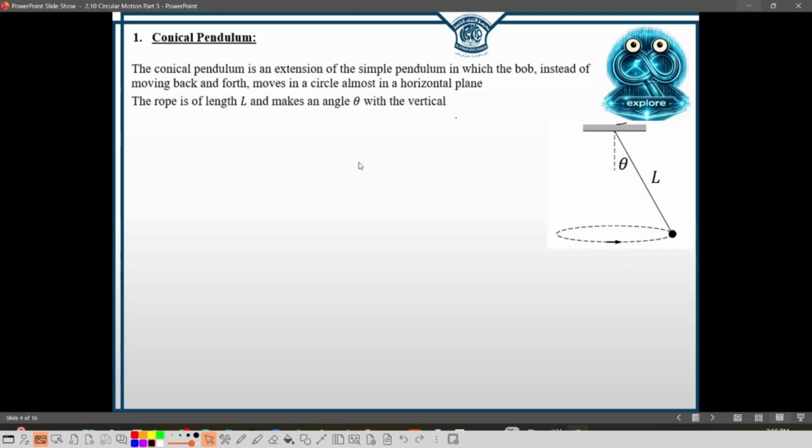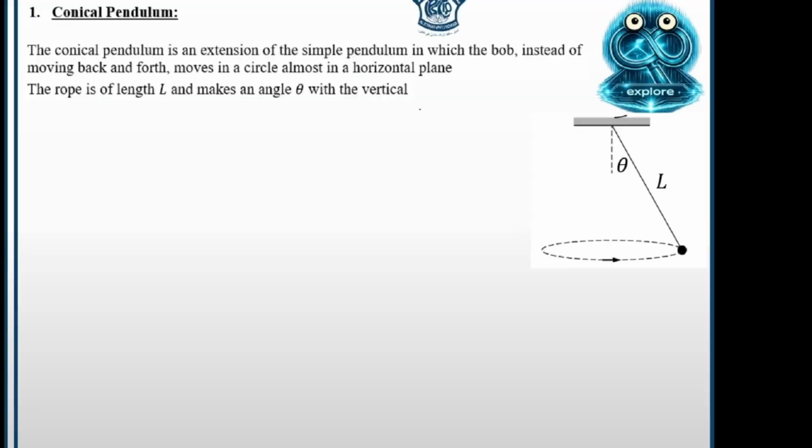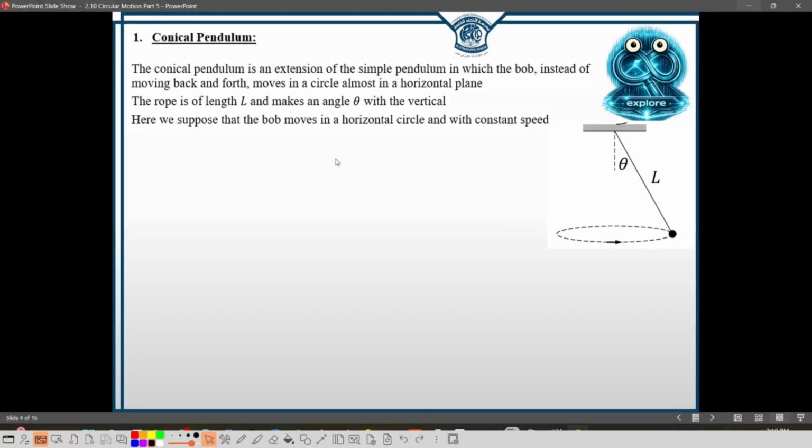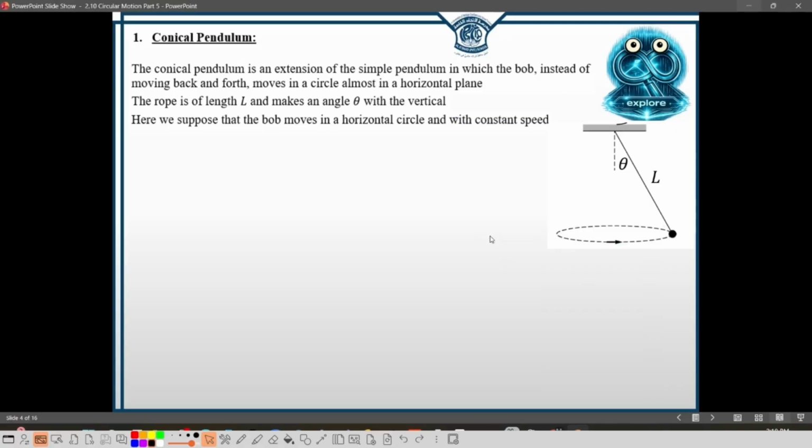The rope is of a length L and makes an angle theta with the vertical. So the angle here is between the string and the vertical. Here we suppose that the bob, or the mass, moves in a horizontal circle with a constant speed. So the assumption here is a horizontal circle and the speed of the bob is constant.